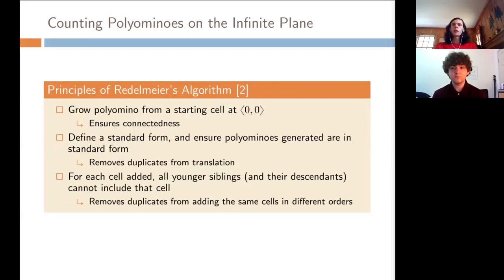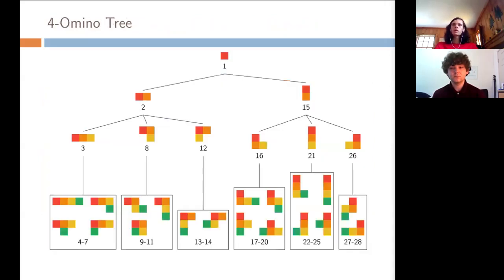First, we develop polyominoes by growing them iteratively from a starting cell at 0, 0, which ensures that they are connected. Second, we define a standard form to remove duplicates from translation, or where the starting cell is in different locations within the polyomino. Lastly, for each cell added to a polyomino, all younger siblings and their descendants cannot include that cell, which removes duplicates due to the order in which cells are added. Applying these principles, we can generate all of the polyominoes as follows.